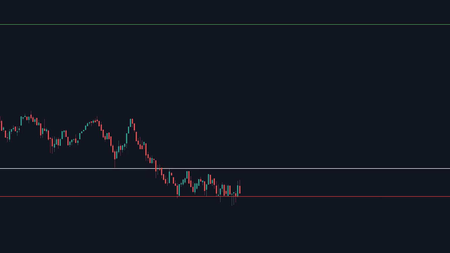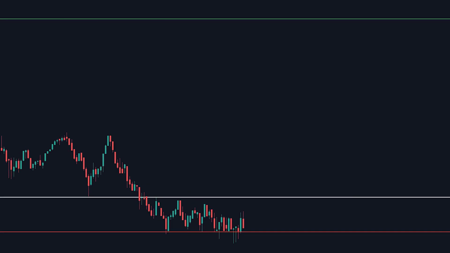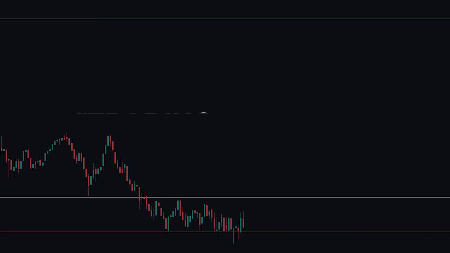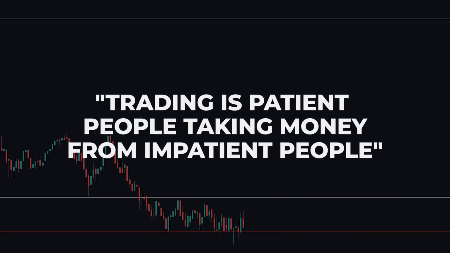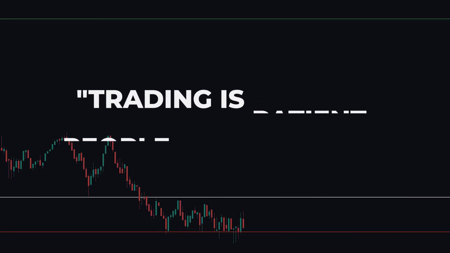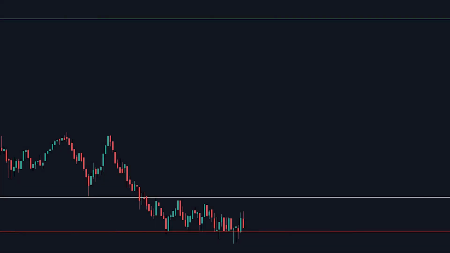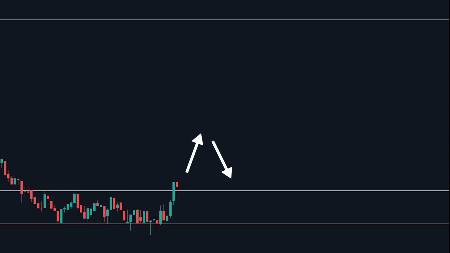We're gonna keep the exact same support, resistance, and take profit line. The only thing we're gonna add to this strategy is a little bit of patience. One of my all-time favorite quotes in trading is that trading is patient people taking money from impatient people, and it's so true. Instead of entering when the price breaks through our white resistance line, we're gonna wait for a pullback to happen and bounce off our line.